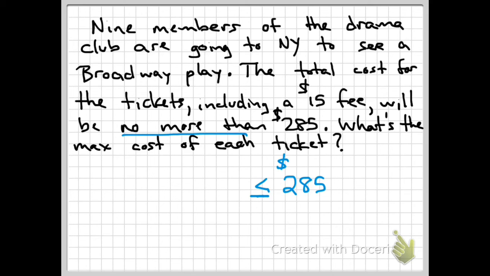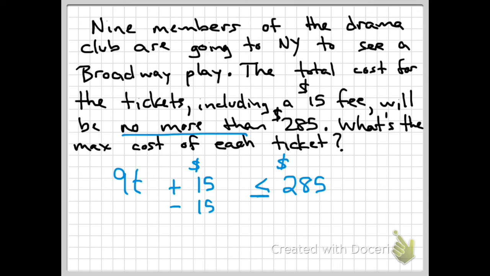All right? 9 members. So 9 members, each are getting a ticket, right? So 9 times whatever the ticket price is, which ultimately is what we're trying to figure out. All right? This also includes the $15 fee. All right, so which we'll eventually take away from this. All right, so as we go through it, we have everything we need now, right? So these are our people. This is the tickets, which we're trying to figure out.